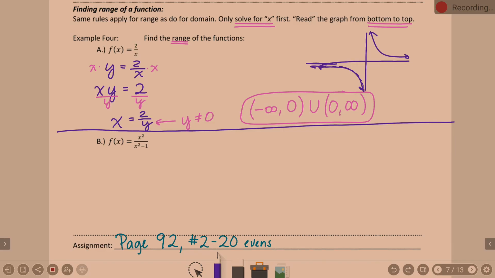So what are we going to jump straight to? Graph it. Okay? And here's what I'm going to tell you. That's going to happen more often than not on the range. On the range, more often than not, jump to the graph.